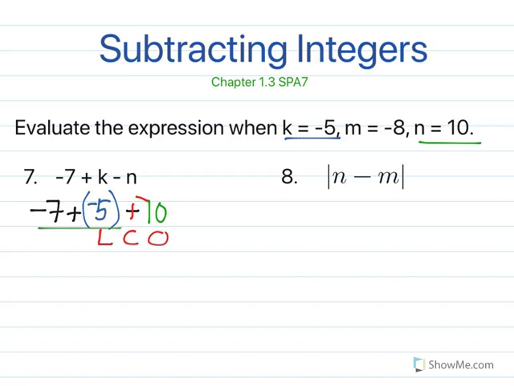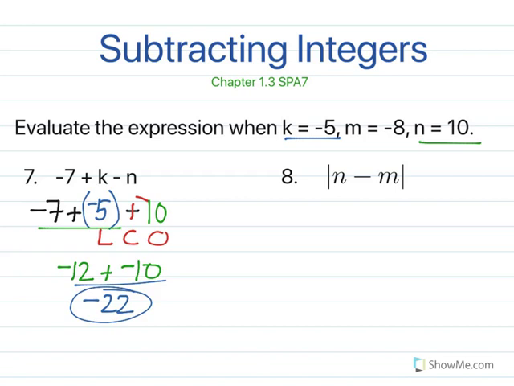So I have -7 plus -5. Since they're the same signs, I'm going to get -12. And then I'm going to bring down my plus -10. Again, these are the same signs, so I can add. I'm going to get -22. And that's all there is to that problem.